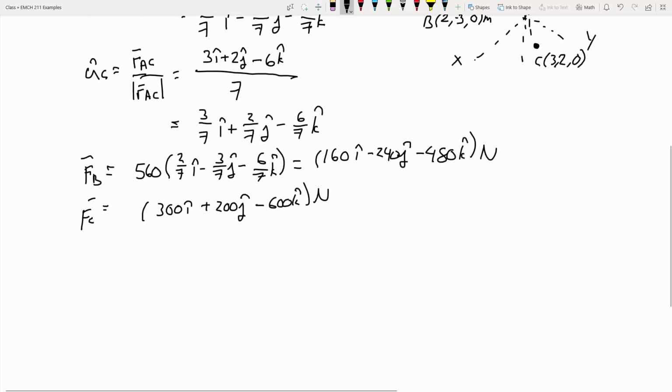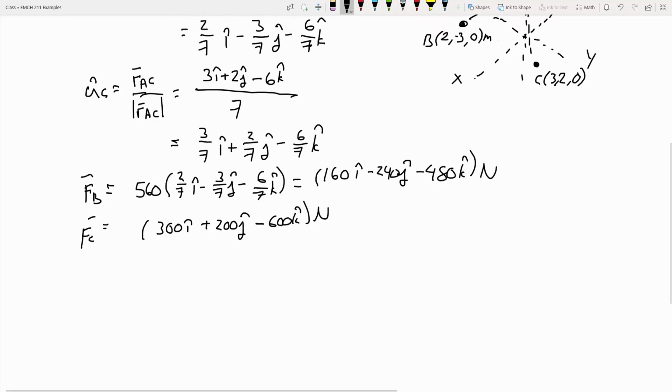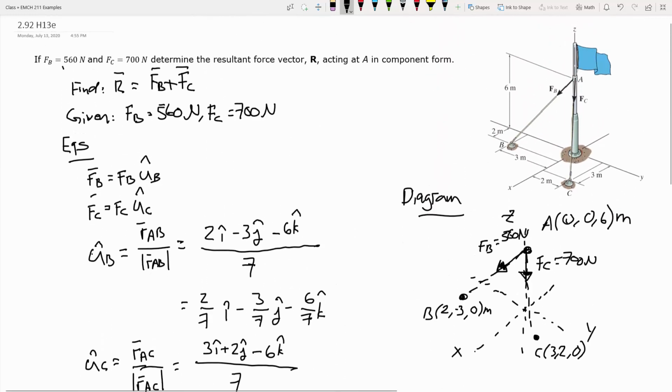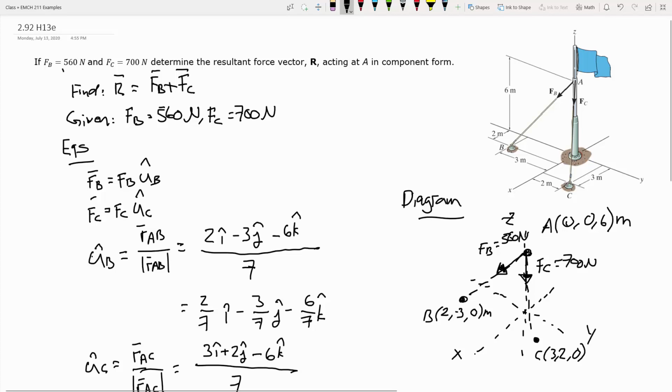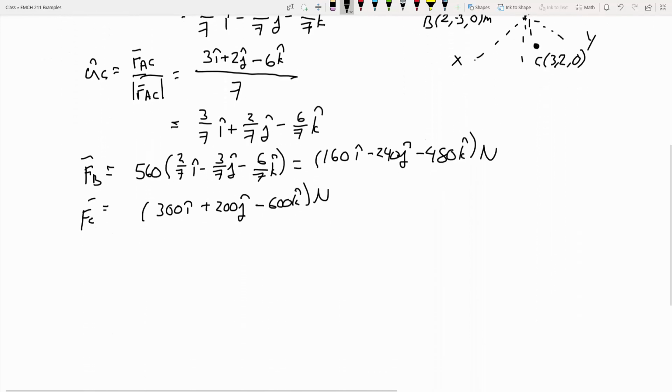All right, so I'm almost there. I have the two vectors I wanted to add together, going back up to the given. I wanted to find the resultant vector, which was FB plus FC. I have FB and FC in component form now, so finding the resultant is going to be relatively easy. It's just going to be an addition problem.